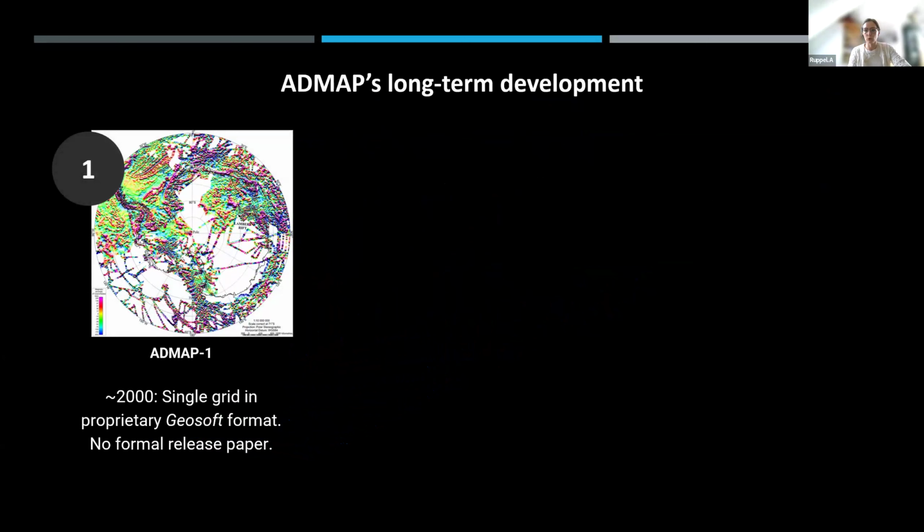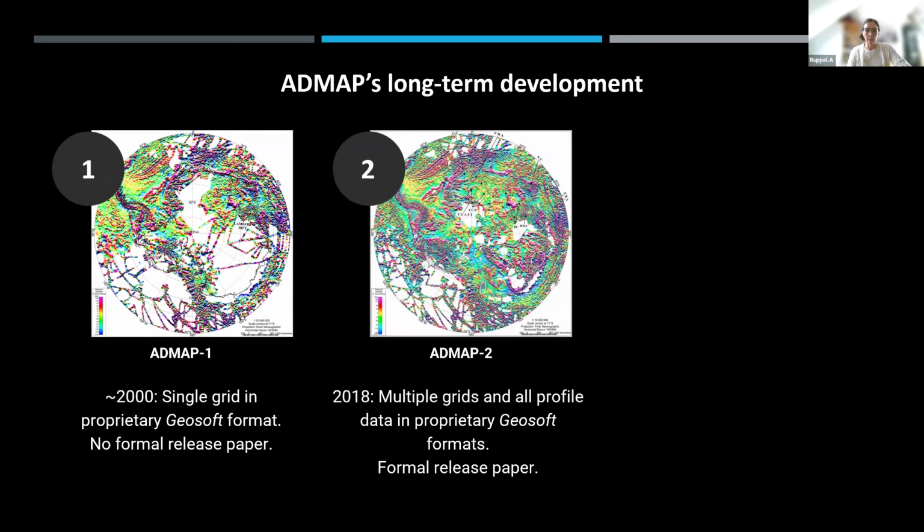This slide gives you once more an overview of how ADMAP evolved. We have already heard about it. Around 2000, ADMAP 1 was a single magnetic anomaly grid in a software-specific format, GeoSoft. It had no formal release paper, but it was an important first step towards the long-term development. Then we had ADMAP 2 in 2018, expanding the data set, including multiple grids and profile data, still in GeoSoft format, but accompanied this time by a formal release paper, making it a much more robust and citable resource.